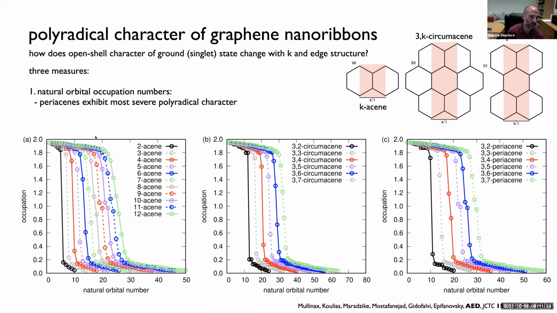Okay, periacenes, most severe polyradical character. Oh, I should point out also, this calculation involves a 64-64 active space, and with the GPU, this is only 4 hours, so that's pretty cool.